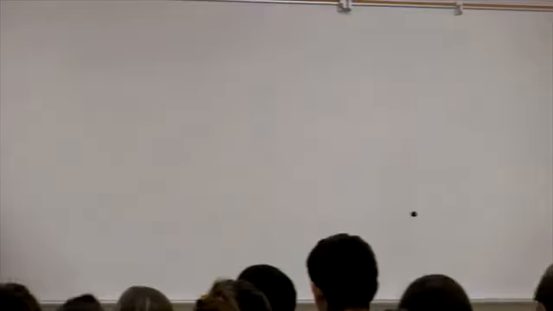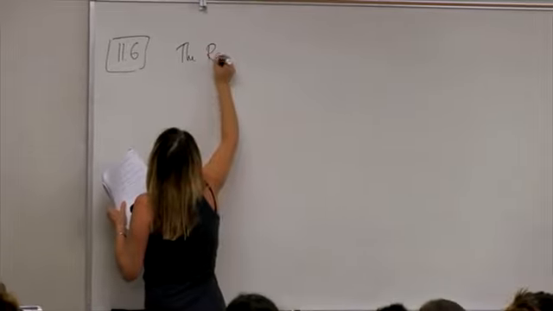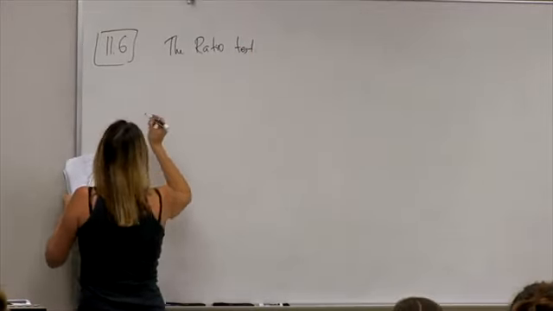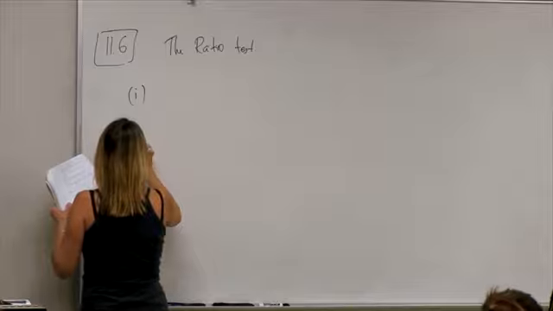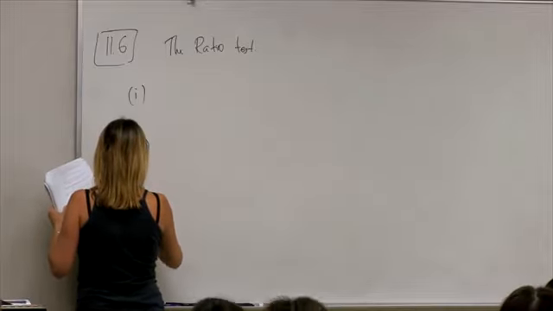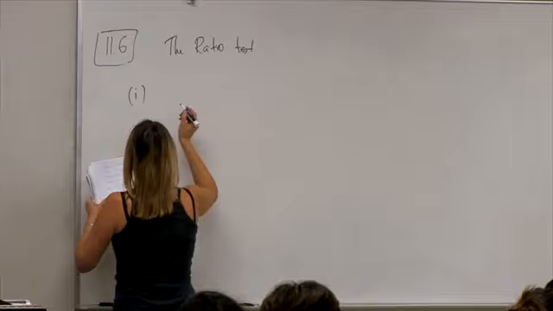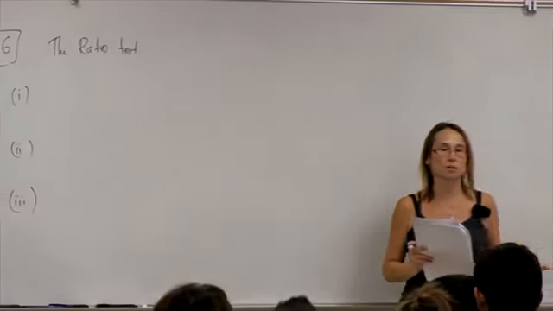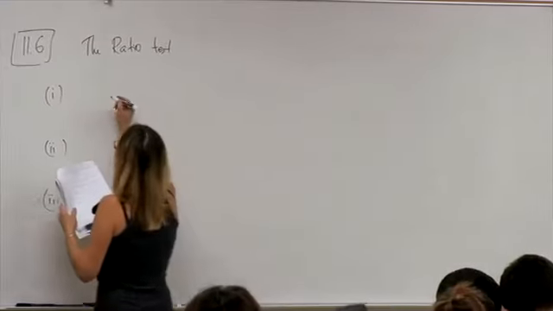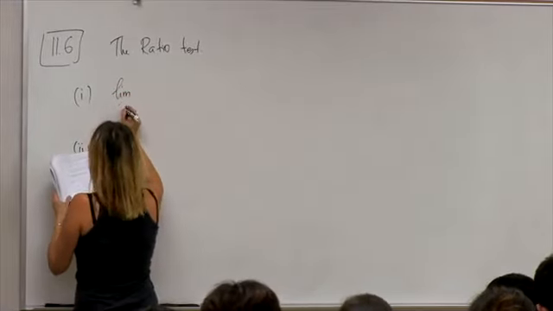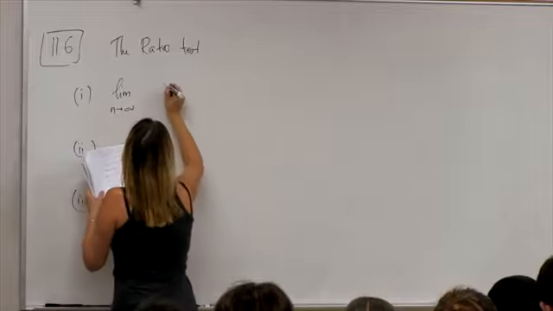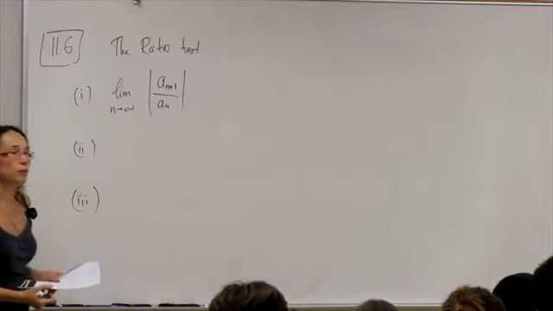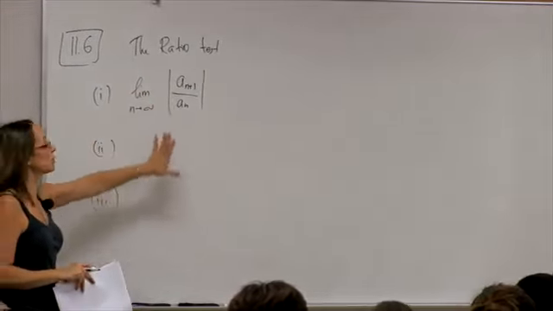So the first one is called the ratio test. This test has 3 parts. When we apply the ratio test, as the name suggests, we look at the ratio of terms, and we look at the limiting value of the next term divided by the previous term, the absolute value. So this is the object that we consider for the ratio test.